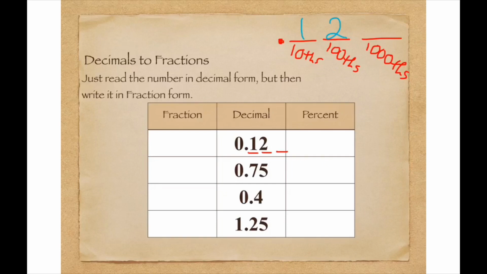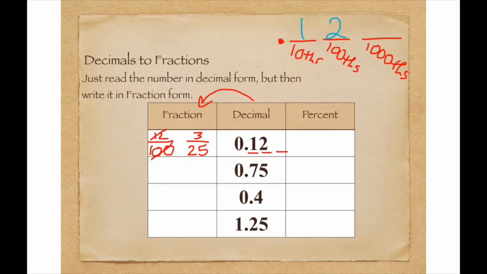Now after we read it, then you can change it into your fraction. We're going to go from decimals over here to fractions. So we've got 12 hundredths, and now we just write it as a fraction, 12 over 100. And then you'd reduce it. So we'd say 4 goes into 12 3 times, 4 goes into 100 25 times, and we're done. Okay, I'll have you do the next 3 on your own.